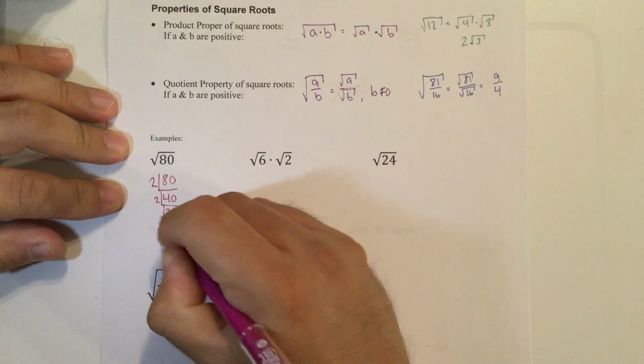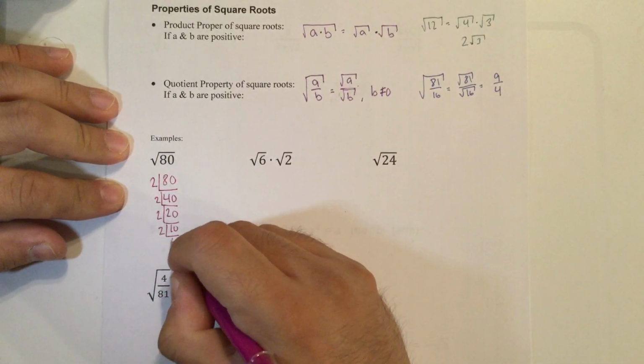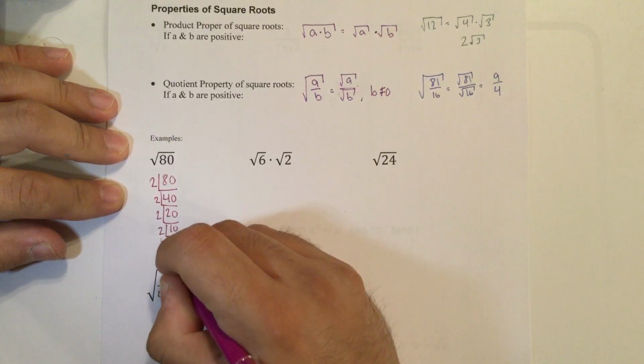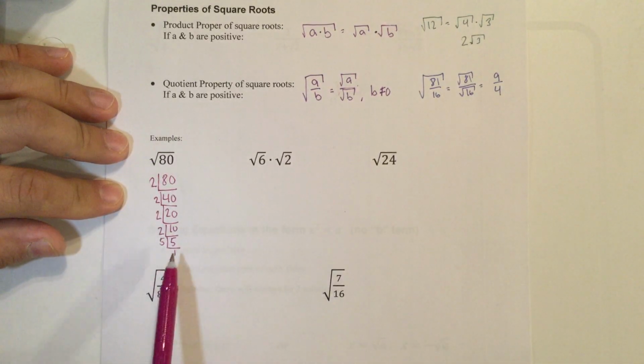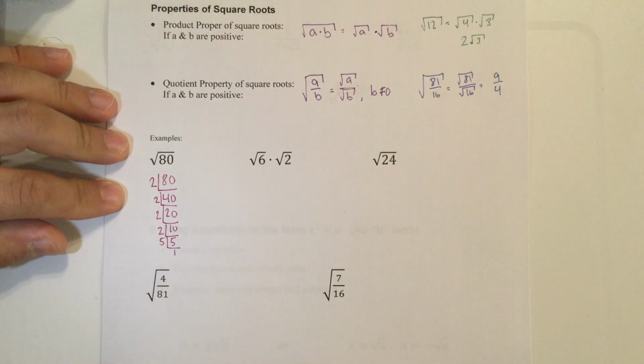So we know that 2 goes into 20 10 times, 2 goes into 10 5 times, and 5 goes into itself once. So at this very last point, I know that this is my final factor because 1 is always divisible by itself. So 1 would be continuous, but we stop right there.